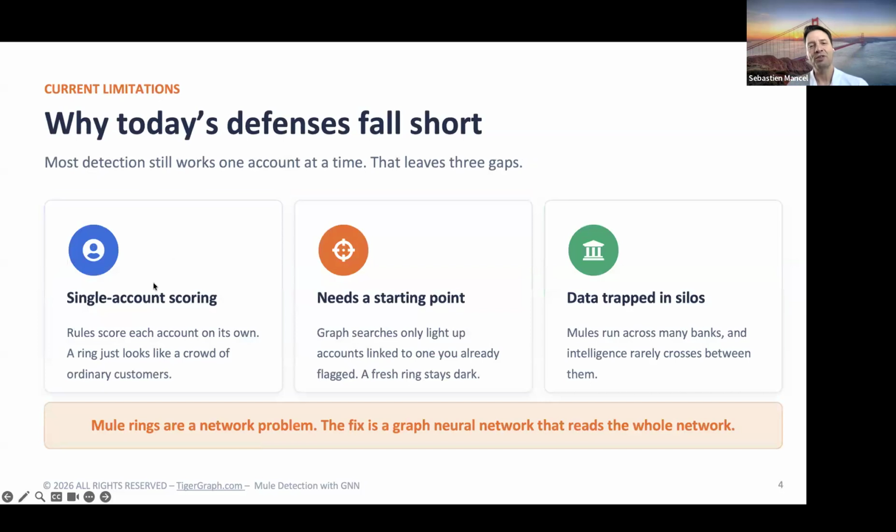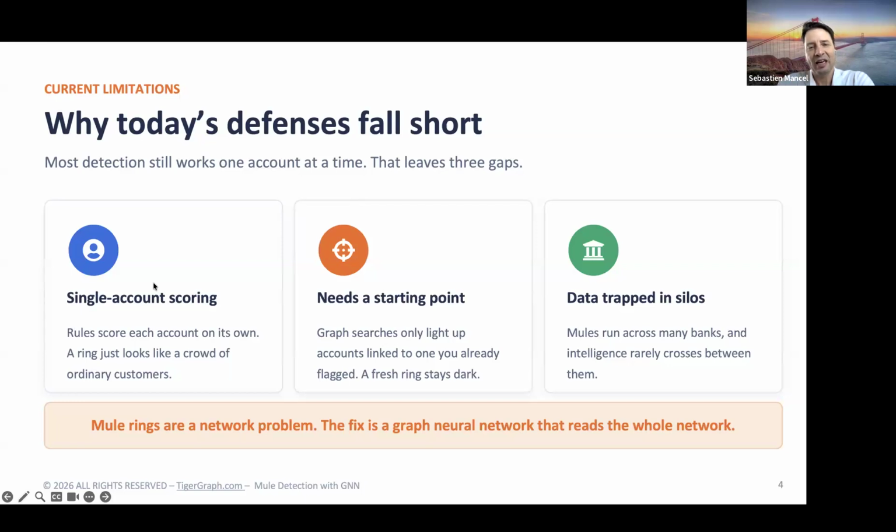So now that we've established the scale of the mule problem, the next question is, why do today's defenses still miss so much? The main issue is that most detection systems look at one account at a time. They score each customer, account, or transaction based on its own behavior. That can work for obvious fraud, but mule networks are designed to avoid looking suspicious individually. Each account may appear like an ordinary customer, even though the group behavior is highly coordinated.